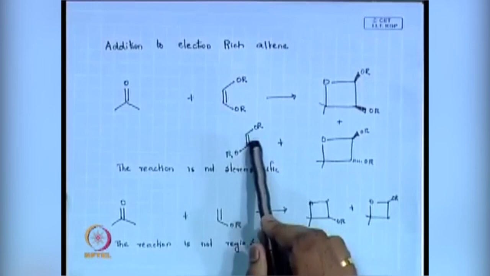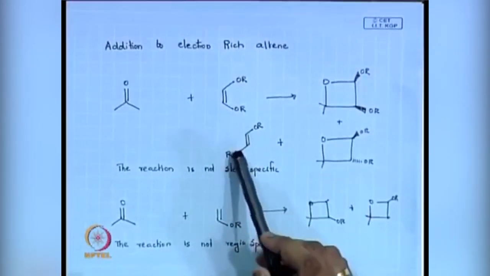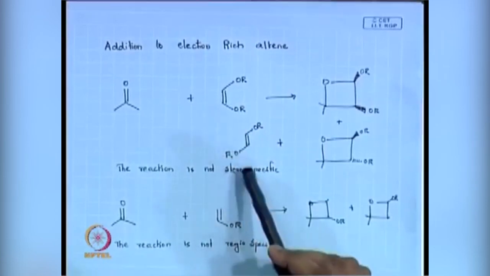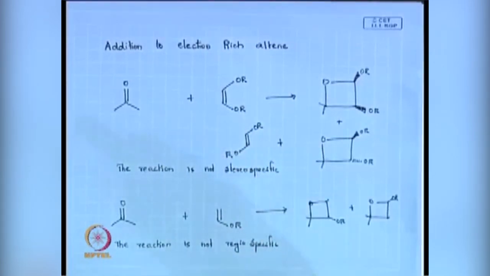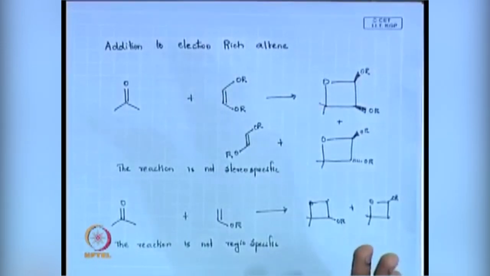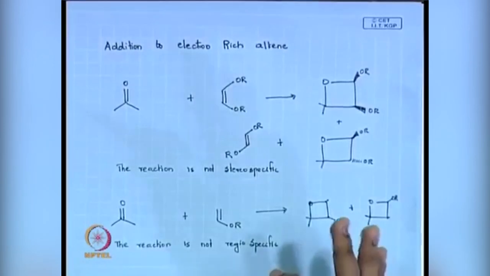Okay, see why you are getting this alkene, which is cis. Why are you getting cis and trans alkene? I am not exciting my alkene at all, right? I said that I am not exciting my alkene, I am just exciting my ketone.